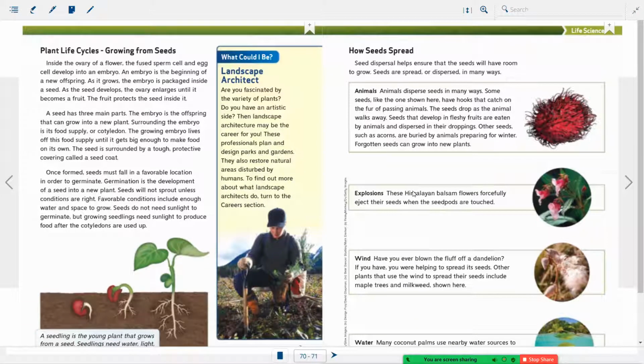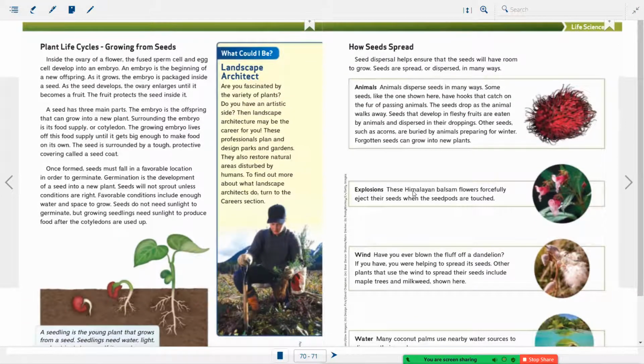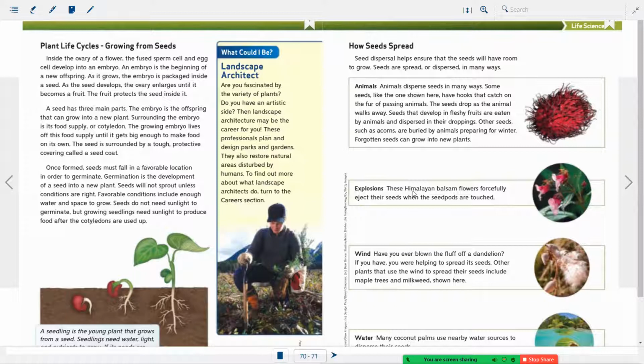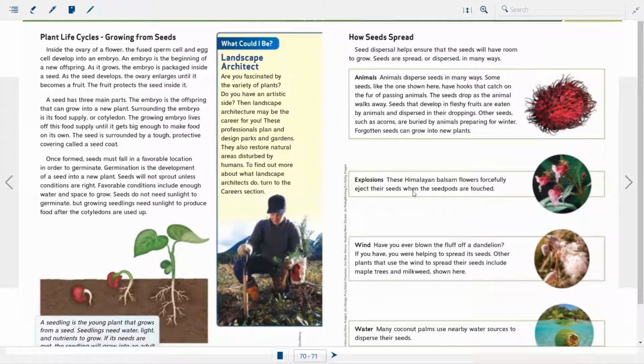Plant life cycles, growing from seeds. Inside the ovary of a flower, the fused sperm cells and egg cells develop into an embryo. An embryo is the beginning of new offspring. As it grows, the embryo is packed inside of a seed. The seed develops. The ovary enlarges until it becomes a fruit. The fruit protects the seeds inside.